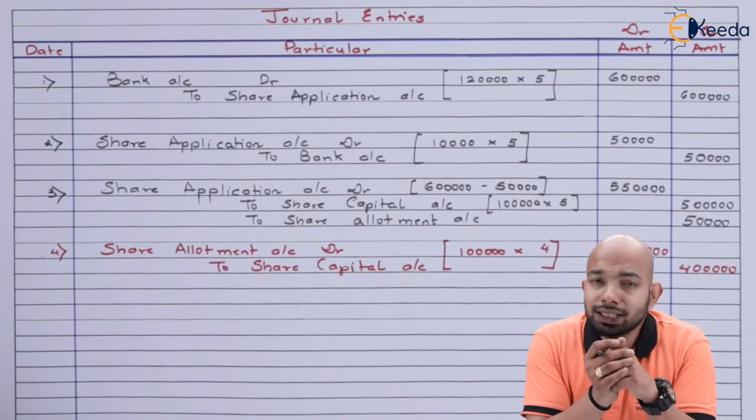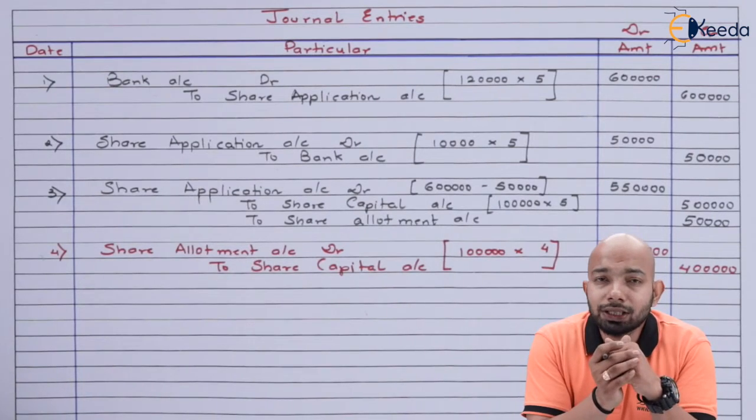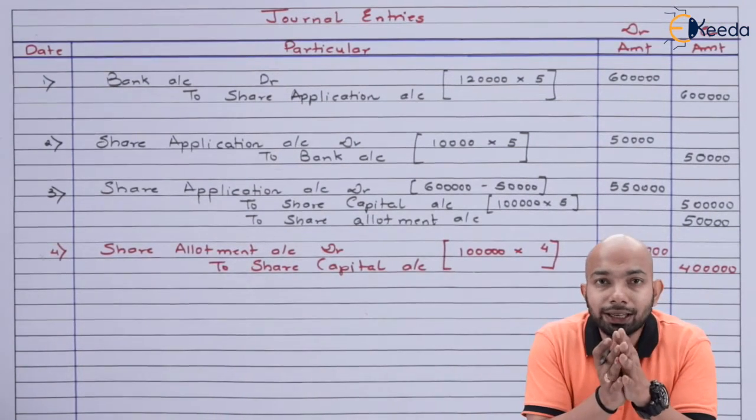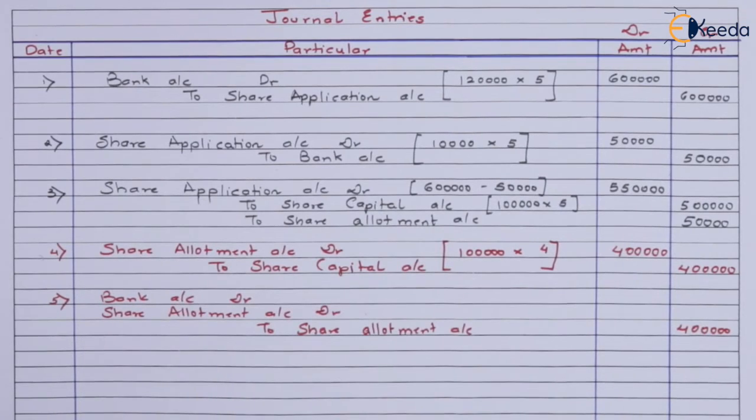So let's start with the receipt entry, which will have share allotment on the debit side. 4 lakh is what we were expecting to receive. Out of that, 50,000 we have already received in the form of application money. So the balance that we're supposed to receive is only 3,50,000.